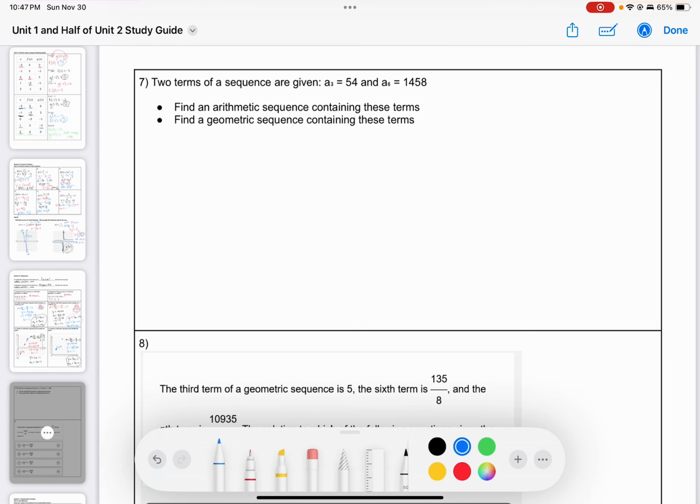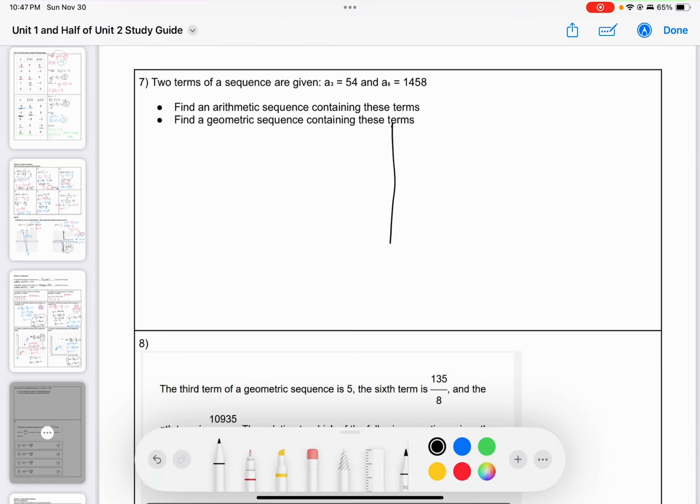2 terms of a sequence are given. a_3 equals 54, and a_6 equals 1458. Find a geometric sequence containing the terms, and find an arithmetic sequence containing the terms. So I just want you to conceptualize this for a second. If you have 2 points on a graph, any 2 points, you can connect them into a linear function, or you can connect them into an exponential function. If it's just 2 points, it could be arithmetic, it could be geometric, linear, or exponential.